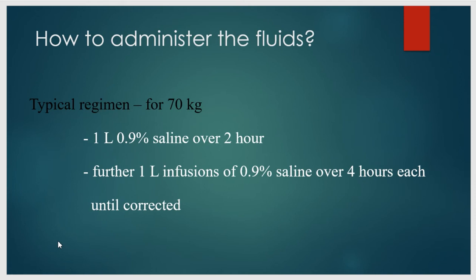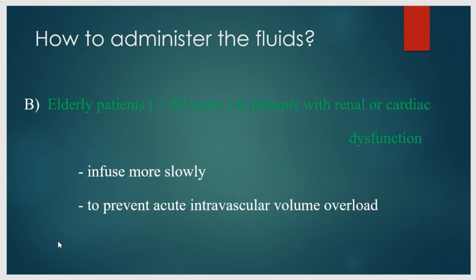A typical regime for a 70 kg man, male or female: 1 liter of 0.9% saline should be given over 2 hours, and further 1 liter infusions of 0.9% saline over 4 hours each should be given until it is corrected. This is a typical regime for 70 kg weight in young, fit patients.